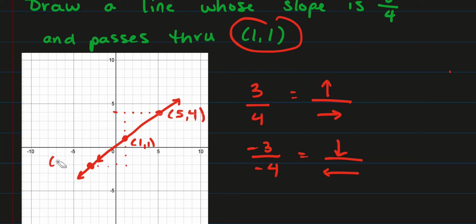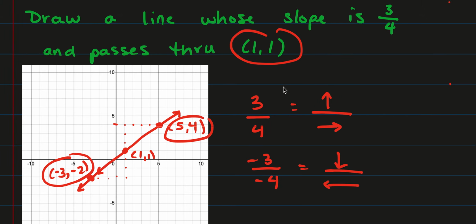So let me erase that. I go down -2 to get this point and over from 0, 1, 2, 3, so -3, because this is the negative x direction. So here would be 2 more points on this line. Now we could actually get this without drawing the line.